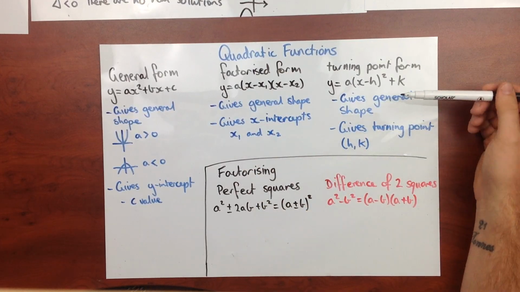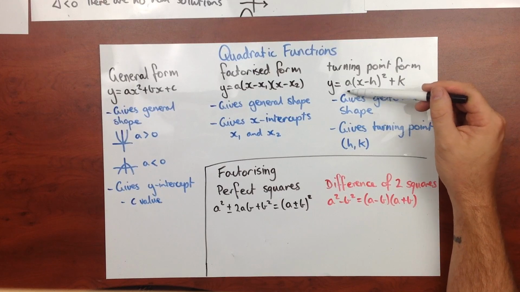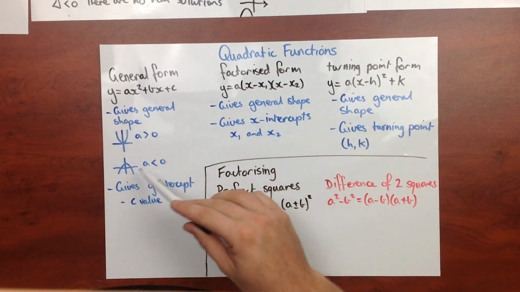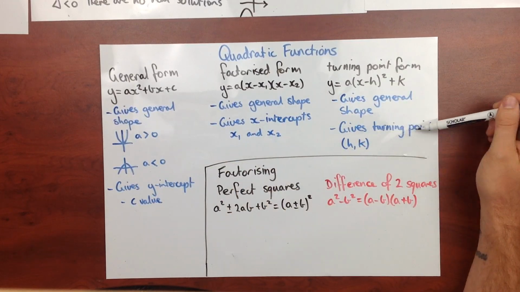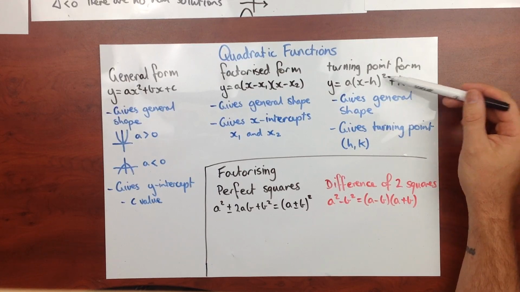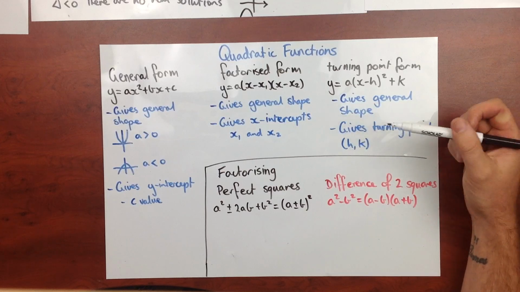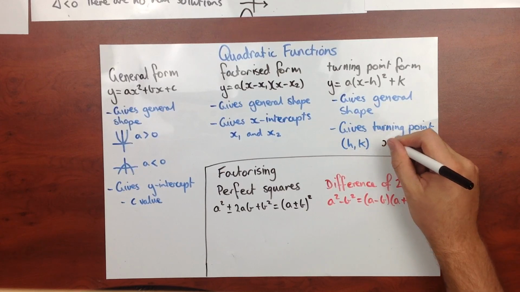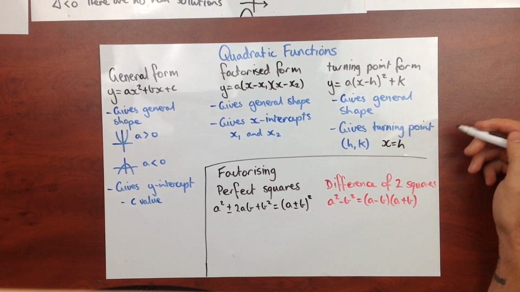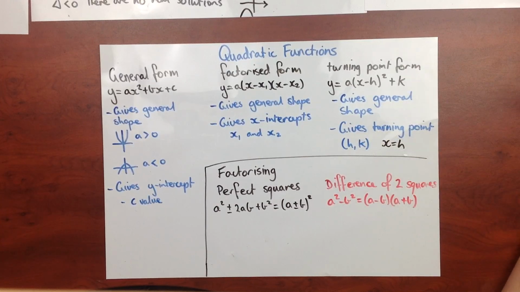Now, turning point form, again, it gives us our general shape based off this a value. Same ideas over here. It also gives us our turning point, which is at (h, k), and also our equation for our line of symmetry, which will be x equals h. x equals h will be our vertical line of symmetry.